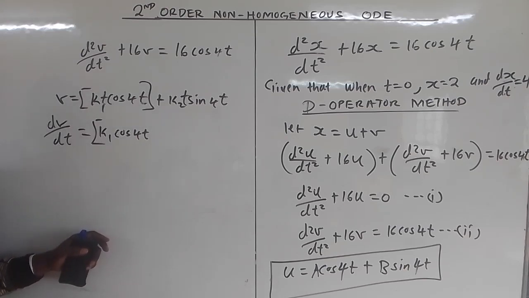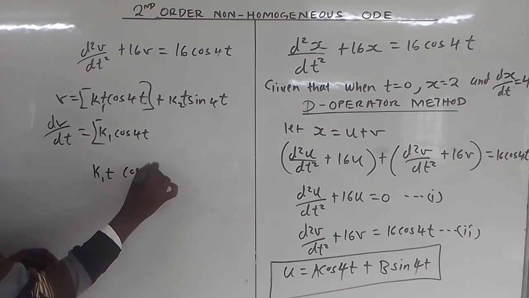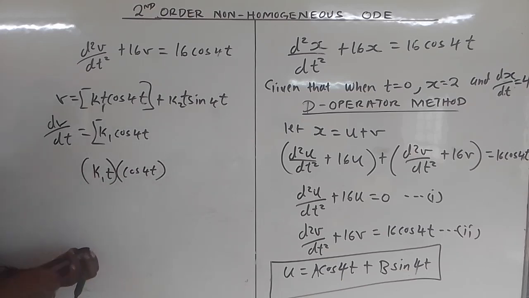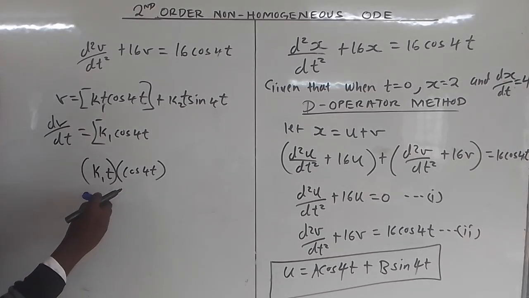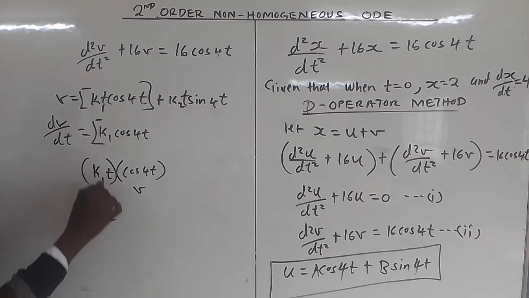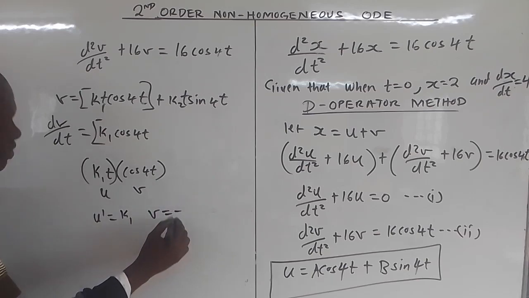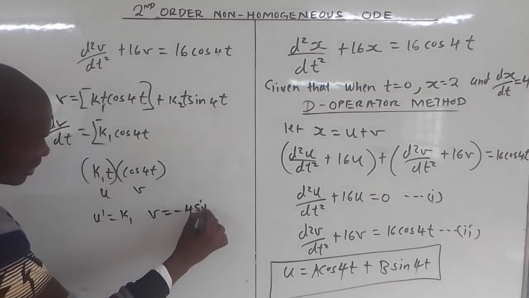Are we together? What I'm trying to say, when you have k1t cos 4t, you let k1t be u, and this is v. So if you differentiate u, you get k1. If you differentiate v, you get negative 4 sine 4t.